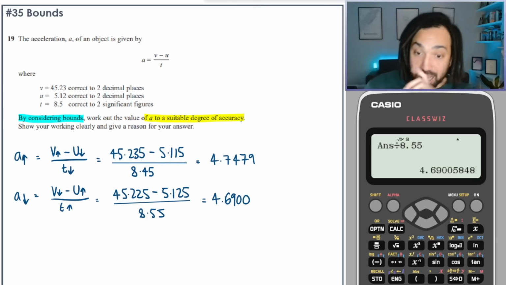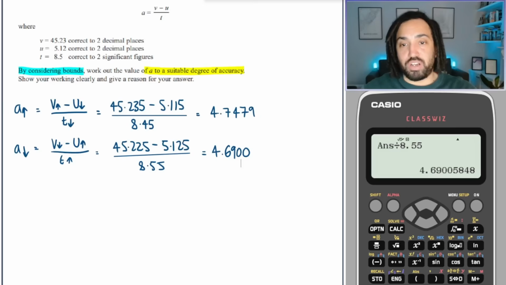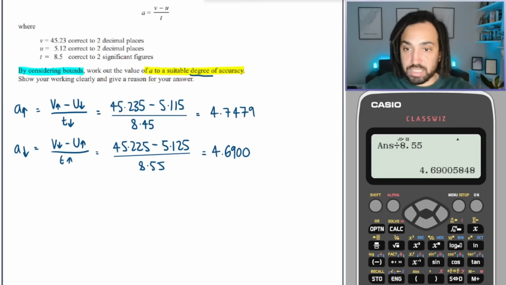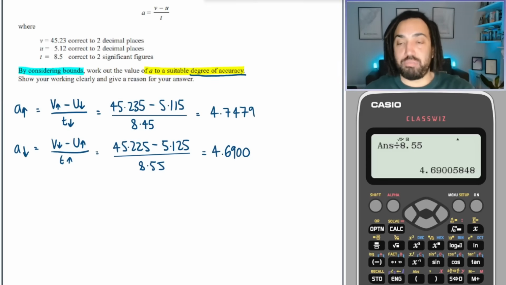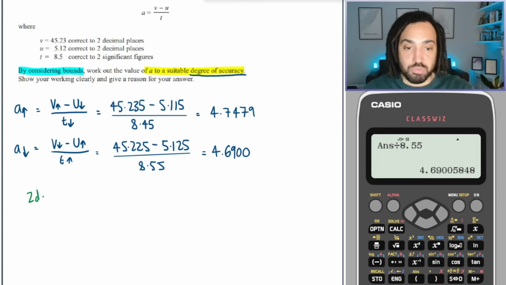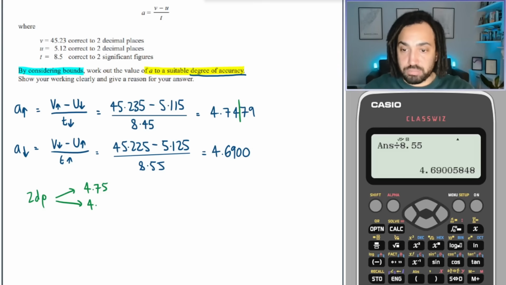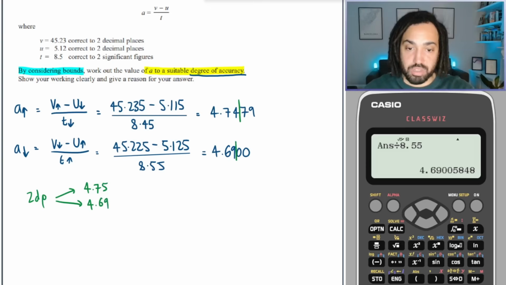Okay, now what we do is we need to find the degree of accuracy in which the lower bound and the upper bound round to the same thing. So let's try 2 decimal places. Well, the upper bound rounded to 2 decimal places would be 4.75. The lower bound would be 4.69. Are they the same? No, they're not. So that is not a suitable degree of accuracy.